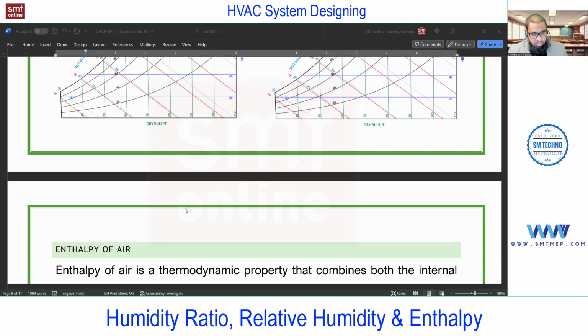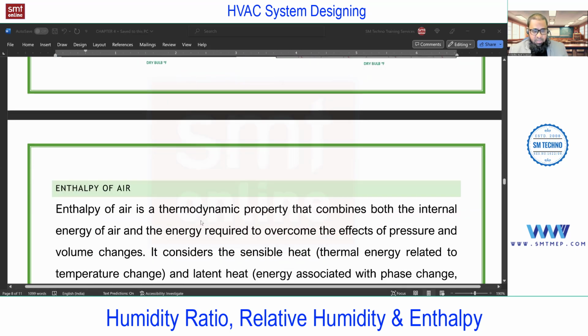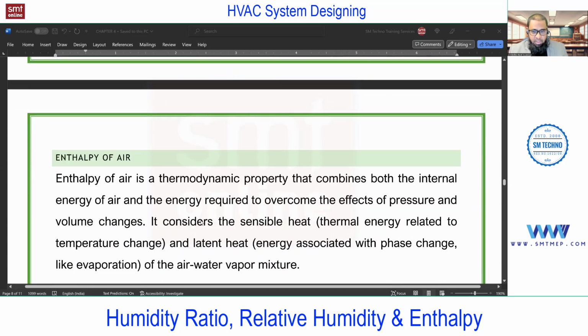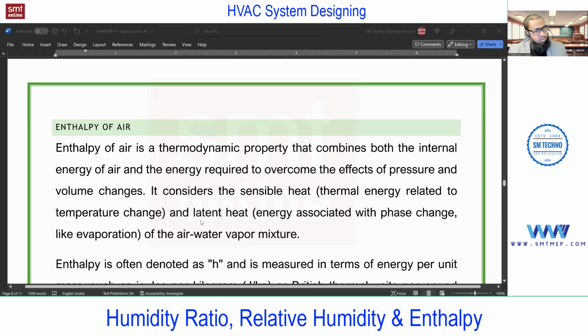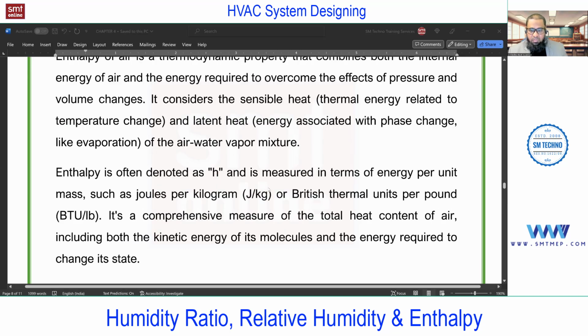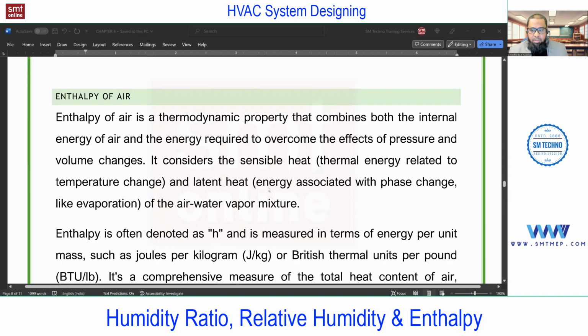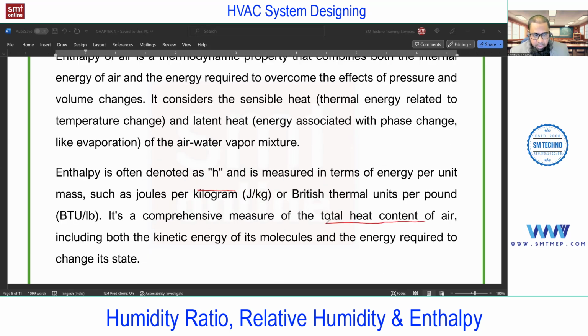Then why are we talking about enthalpy again? This time we are talking about enthalpy for air. The important point is that the enthalpy of air is also a heat content, but for dry air and the moisture. Let me mark the important point, related to the latent heat: the total heat content of the air includes sensible plus latent.